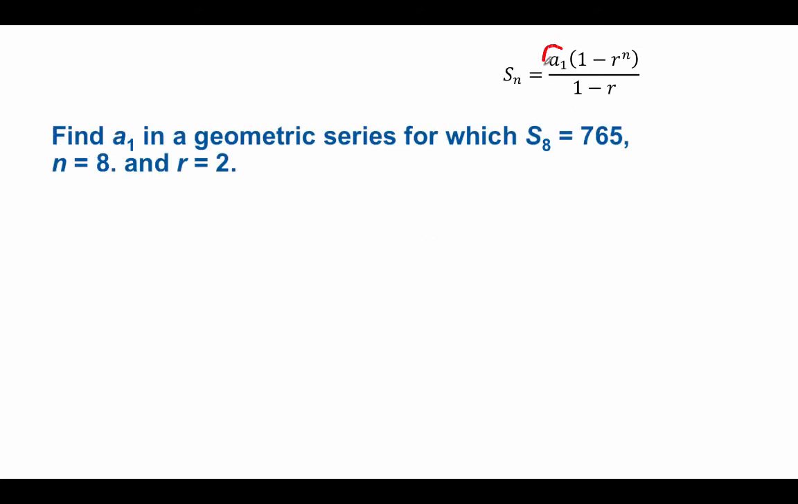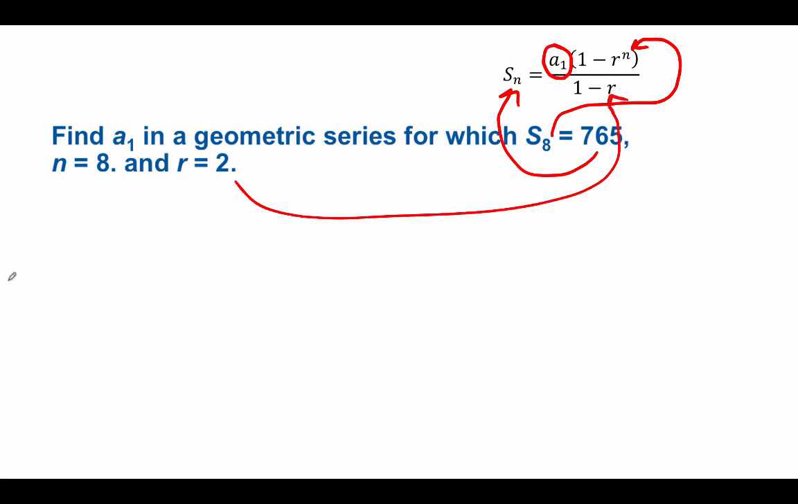Find A1. I'm looking for A1. They've given me the sum. They've given me the value of n. They've given me the r. So now I got to work backwards, okay? So I'm going to go with 765 equals A1, which is what we're searching for.